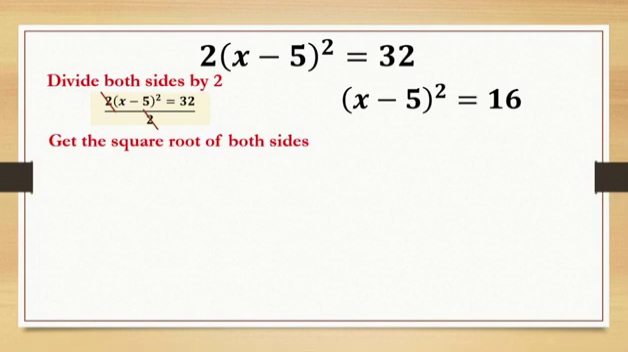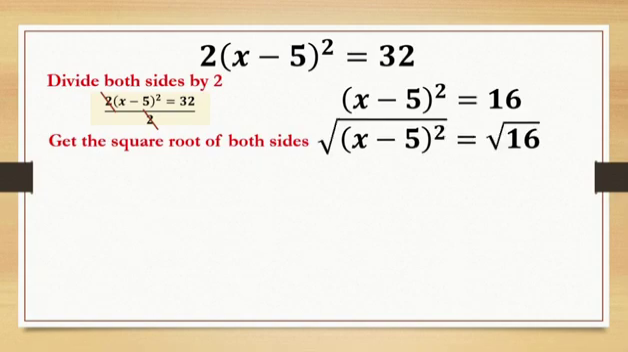Next, get the square root of both sides. We will now have the square root of the square of the quantity of x minus 5 is equal to the square root of 16. So we will now have x minus 5 is equal to positive or negative 4.